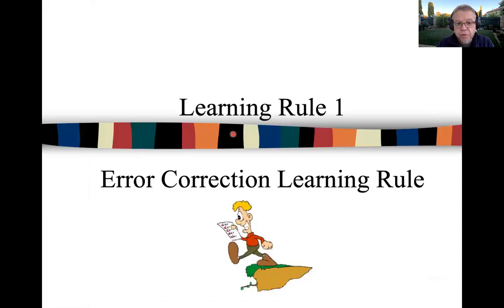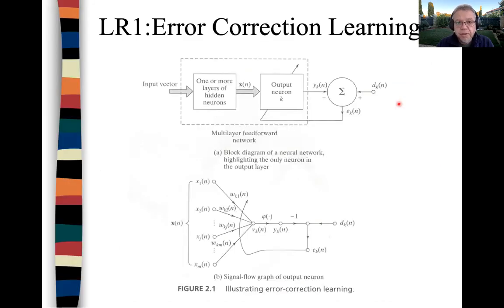Let's look at learning rule number one, which is the error correction learning rule. So we're correcting an error. We have an input vector and we have an output Y. This is your neuron K. It's compared to the desired output DK for this node K. It produces an error, and this error is used to modify the weights, to adjust the weights.